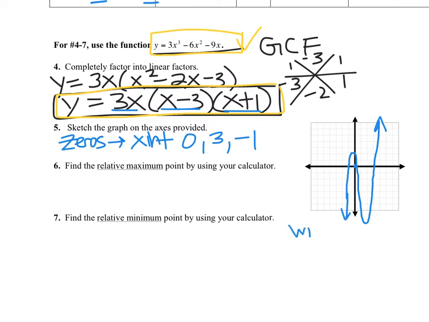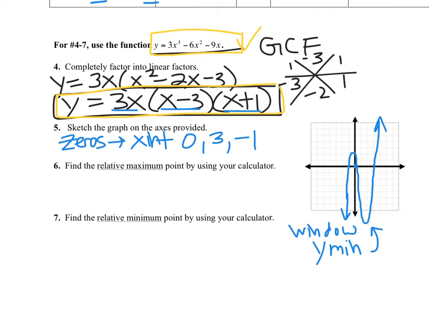I can go to window, and I need to change the y minimum, because the y minimum is not low enough. So press the window button, arrow down to where it says y minimum, and plug in -20 for your y min. Then hit graph, and it will show up, and there's the minimum.